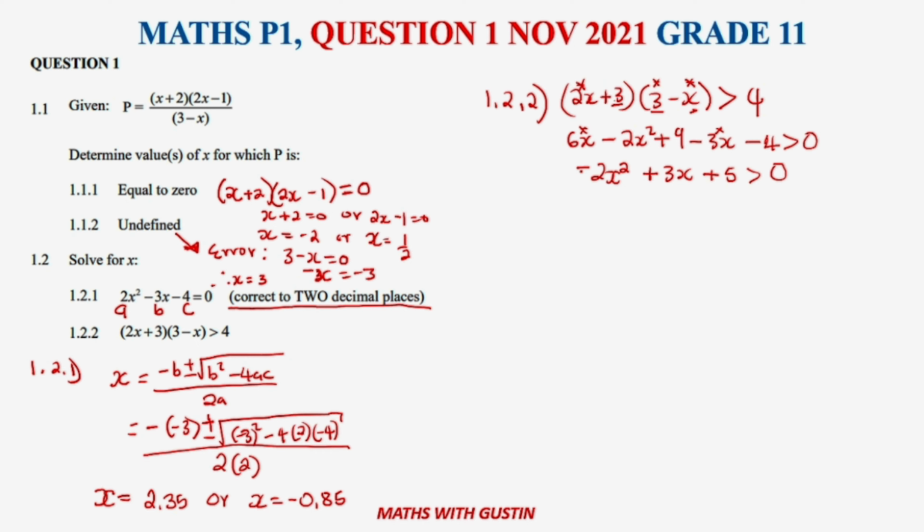We don't like the negative here as a part of x squared, so we're going to multiply everything by negative 1. So once you multiply everything by negative 1, you are going to have 2x squared minus 3x minus 5 greater than 0. Therefore, once it's like this, we can now factorize. Okay, no, once I multiply everything by negative 1, this inequality sign needs to change.